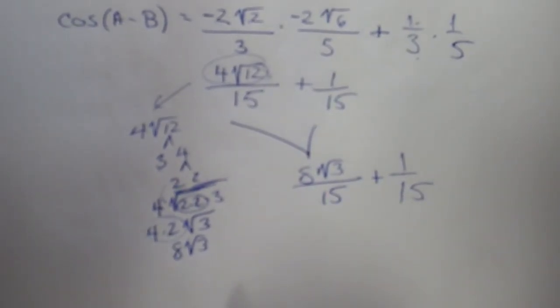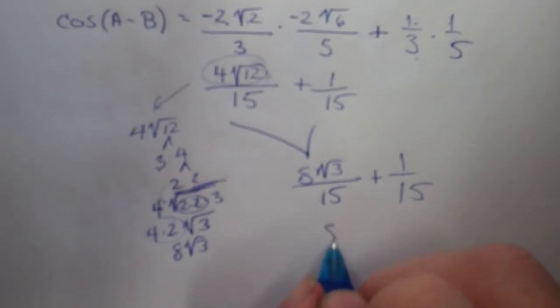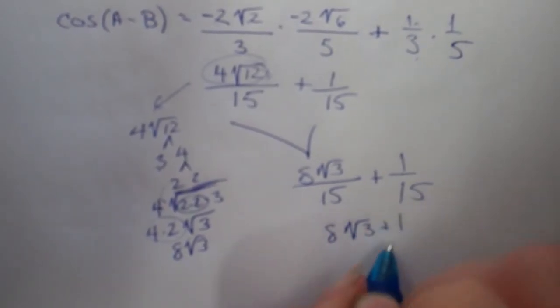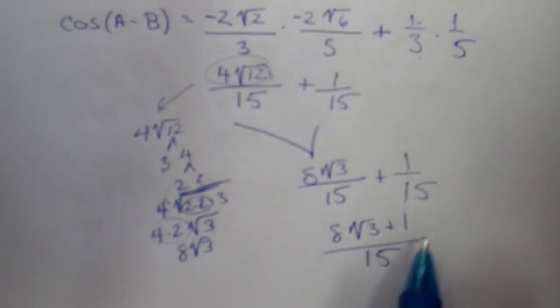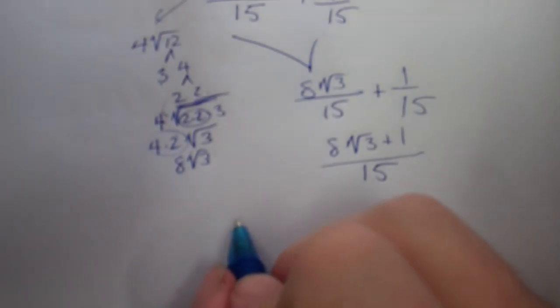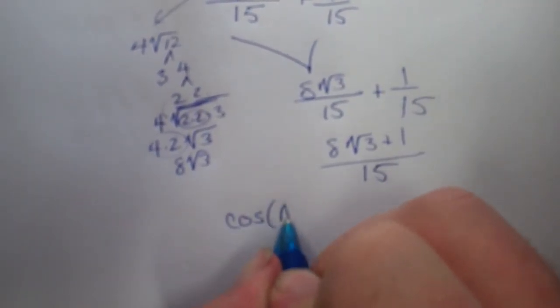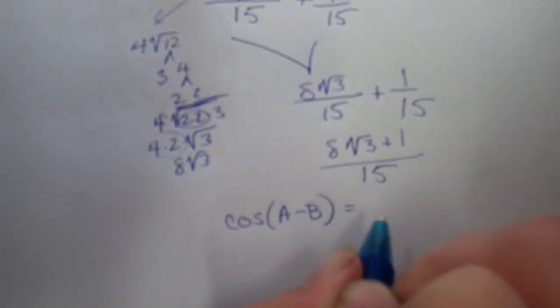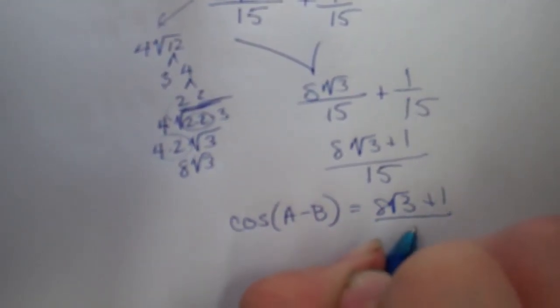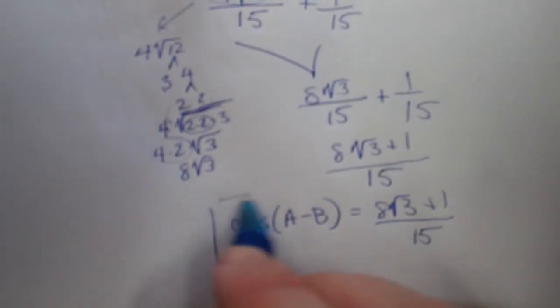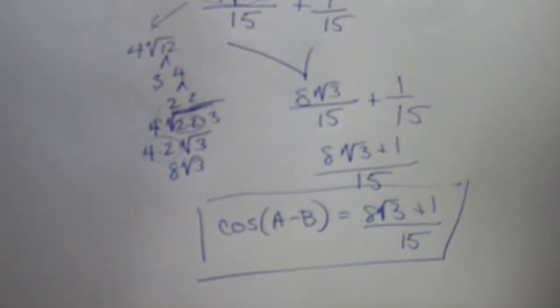These already have common denominators, and so we end up with 8 radical 3 plus 1 over 15. This cannot be simplified anymore, and so the final answer is the cosine of A minus B is equal to 8 radical 3 plus 1 over 15. And there is our final answer.